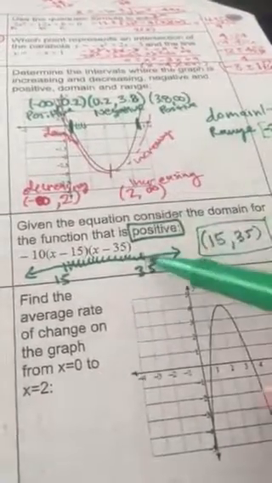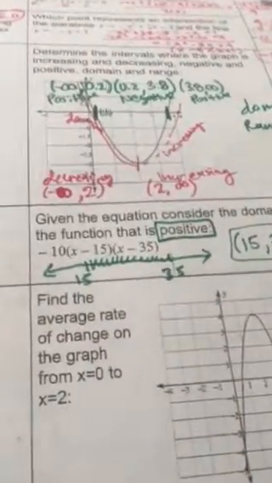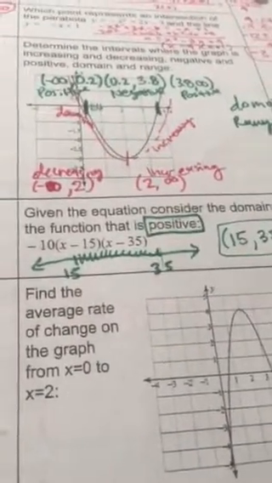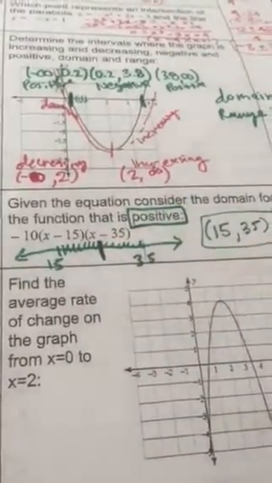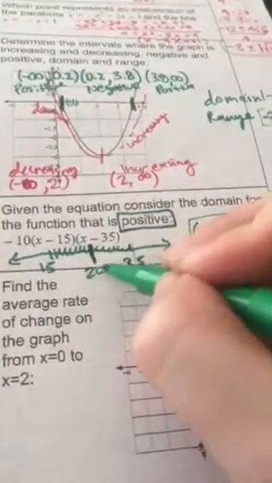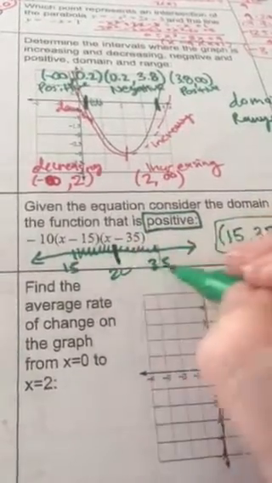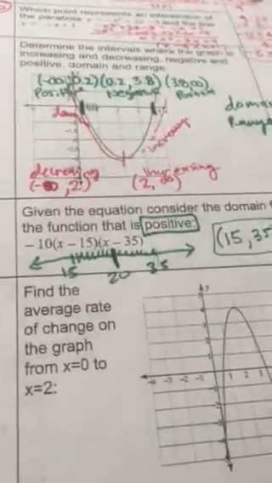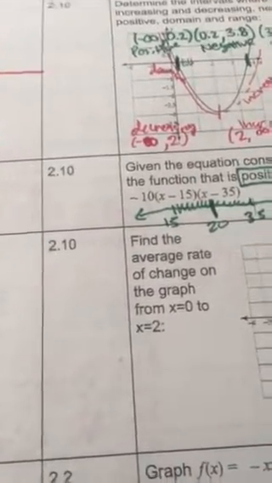If I wanted negative, then it would be the opposite. It would be the outsides. Another way you could do it is if you wanted to check the center, plug in a number. So plug in like 20. Plug it in. And then you would see if it was true or false. Like on homework 2.10, if you want to review that.